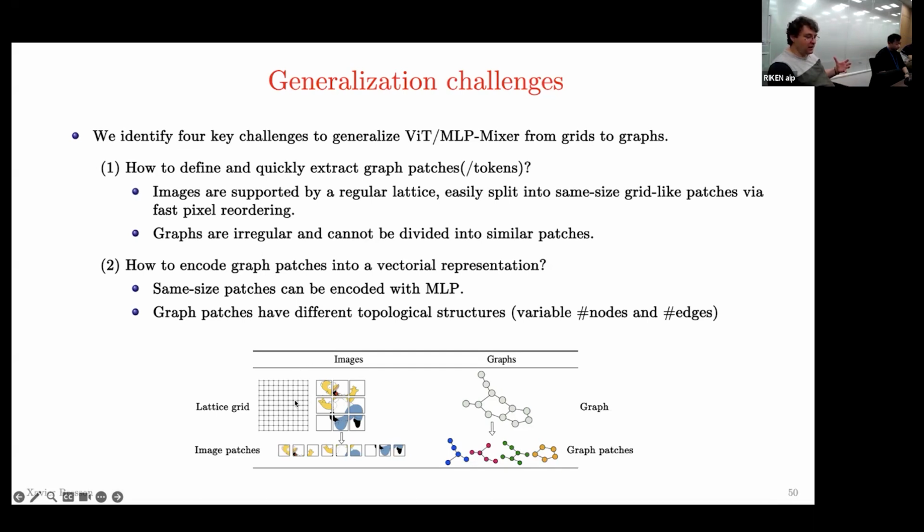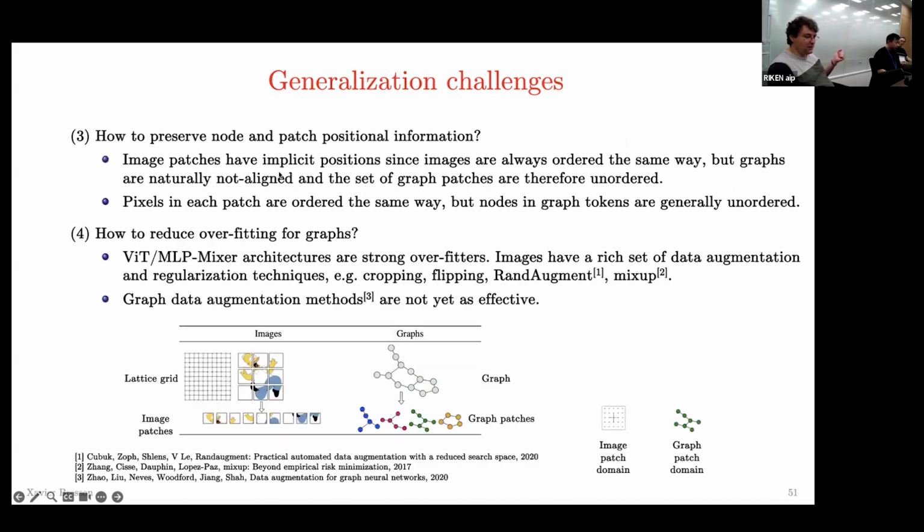The next thing is, how do you tokenize? Okay, you need to go from the patch to the vector. How do you go from the patch graph to a vector? Okay, this is the next one. Here you don't have the same number of nodes, different topology.